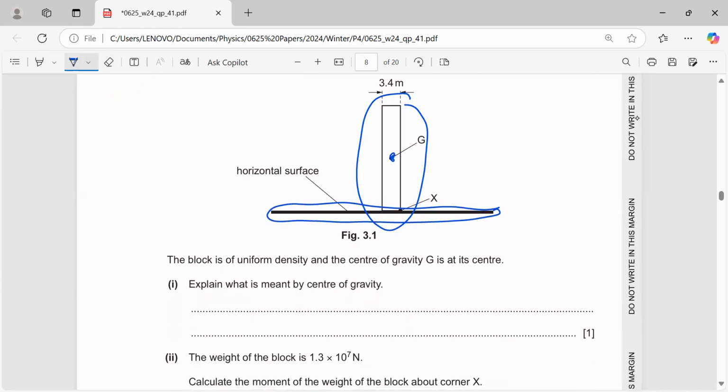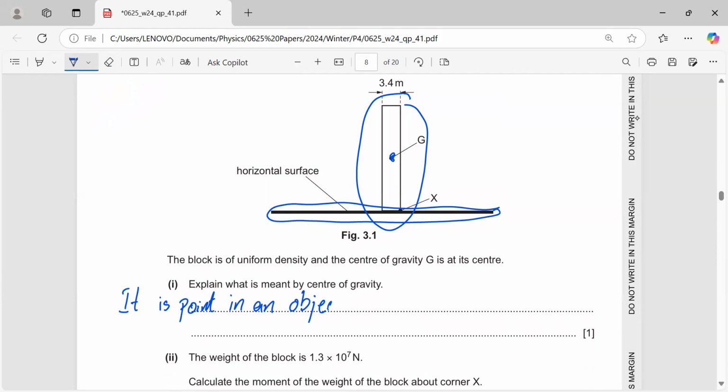They are saying that first of all, we need to tell what is meant by the center of gravity. The center of gravity is the point where the whole weight of an object is acting. Okay, so we can write here: it is the point in an object.